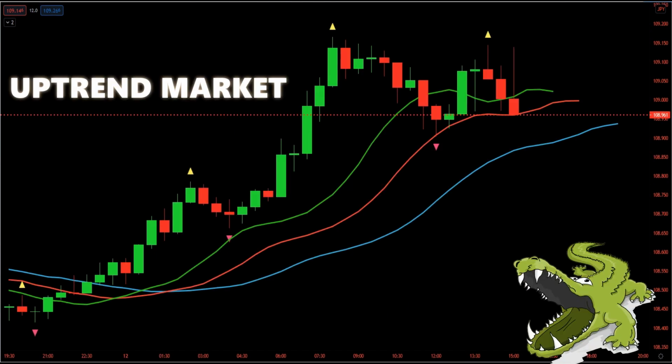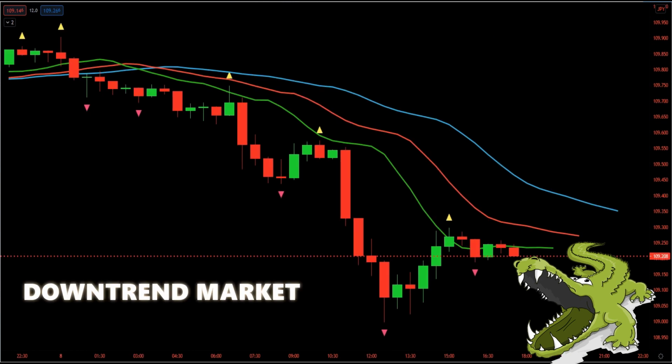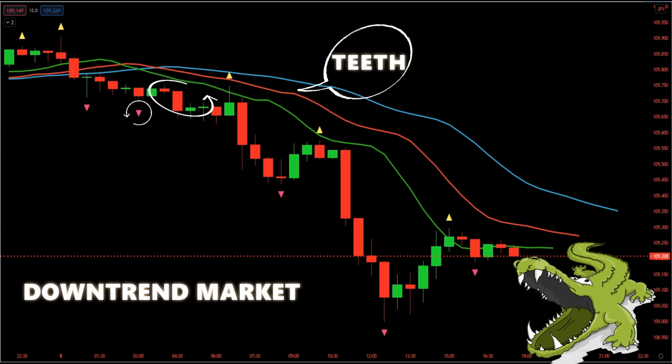If the alligator indicator is showing an uptrend, for buy positions to be valid, fractals should appear on candlesticks above the alligator teeth. Also, price action should be above the teeth for a minimum of 5 successive candlesticks. If the alligator indicator is showing a downtrend, for sell positions to be valid, fractals should appear on candlesticks below the alligator teeth. Also, price action should be below the teeth for a minimum of 5 successive candlesticks.